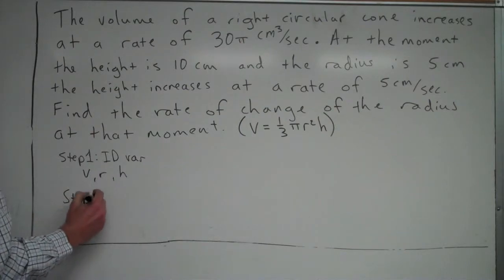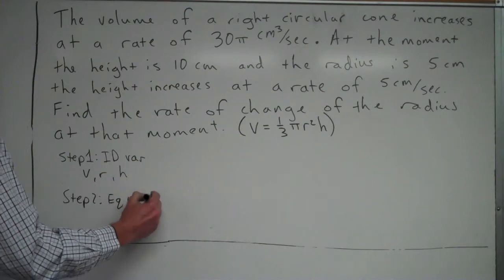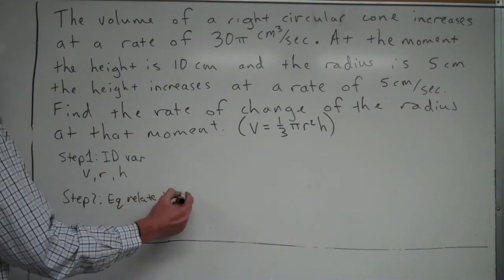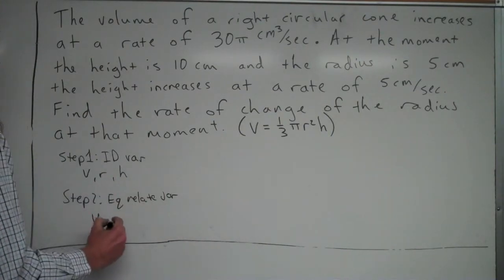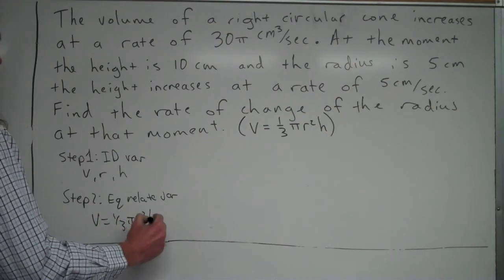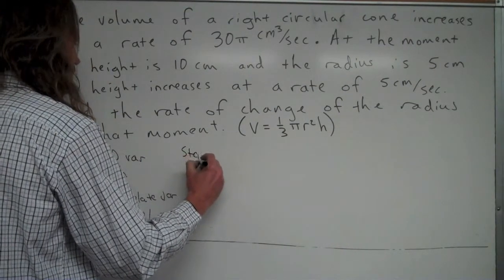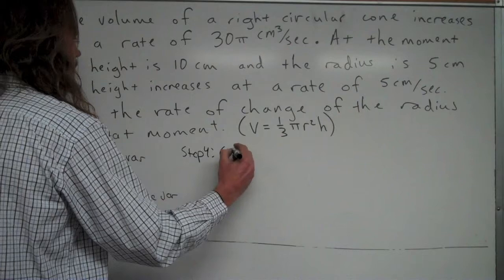So step two is to find an equation to relate your variables. And again, that's given to you right there. So v is equal to 1/3 pi r squared h. Now, also very important, step 4, what is given?